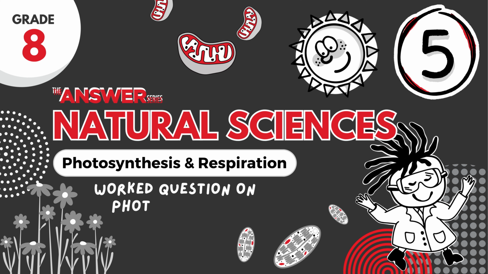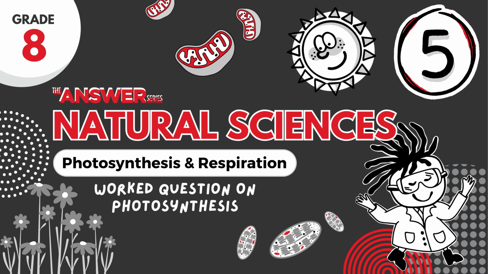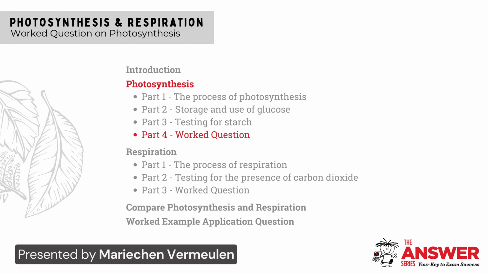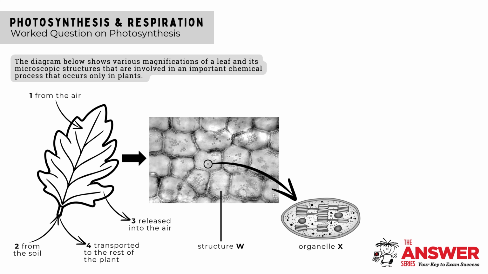This video revises the important content on photosynthesis that we have covered so far by working through an example of a typical exam question. The question reads, the diagram below shows various magnifications of a leaf and its microscopic structures that are involved in an important chemical process that occurs only in plants.